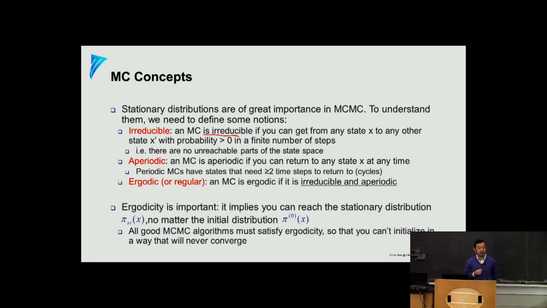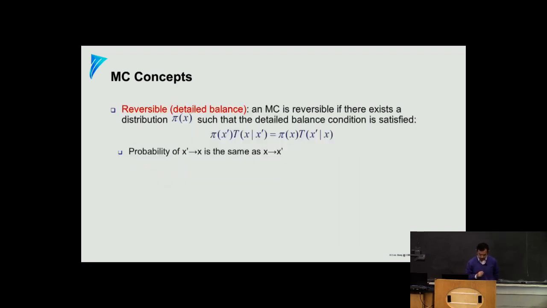Okay, so let's see what kind of transition kernel T can satisfy this condition. An important condition that it should satisfy is called reversibility. A Markov chain is reversible if there exists a distribution such that, under this transition kernel, a condition called detailed balance is satisfied.